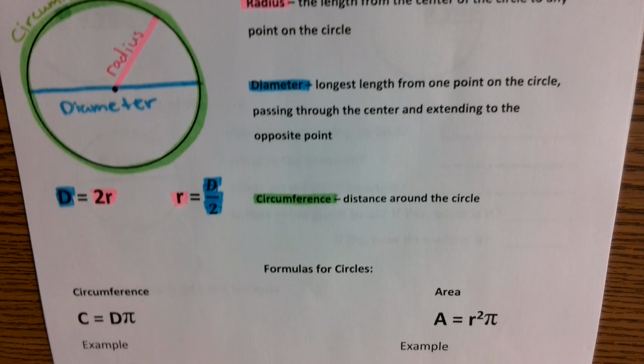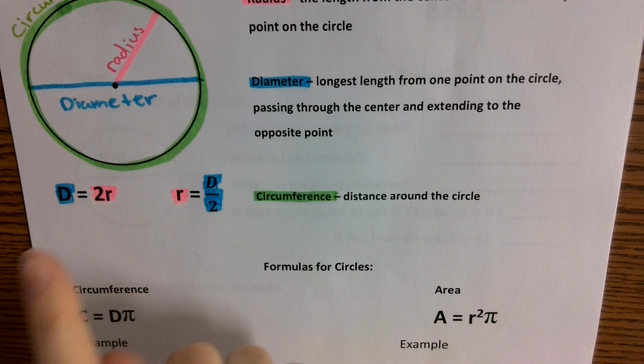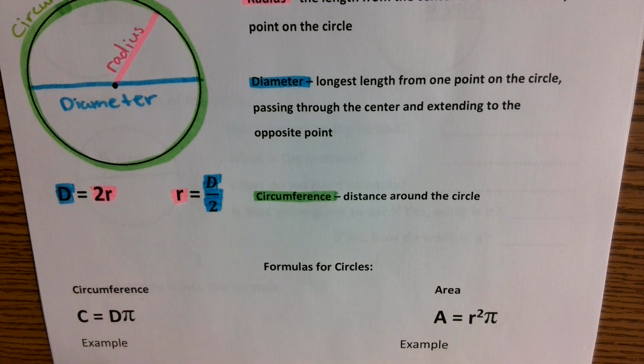All right, so we have some other important formulas to make sure that we understand, not just that you would take twice the radius to equal diameter or take half the diameter to equal the radius. You also have the measurements for circumference and area.